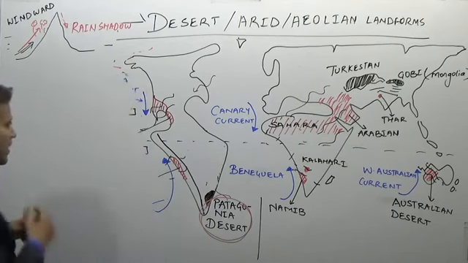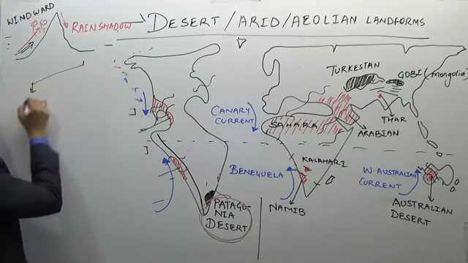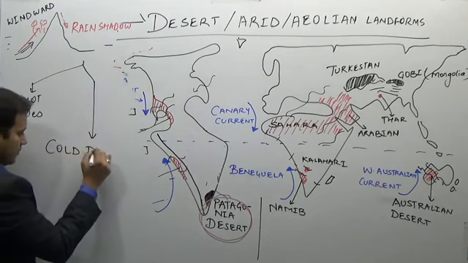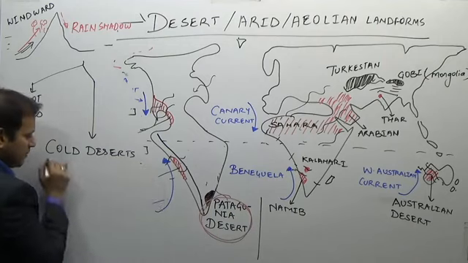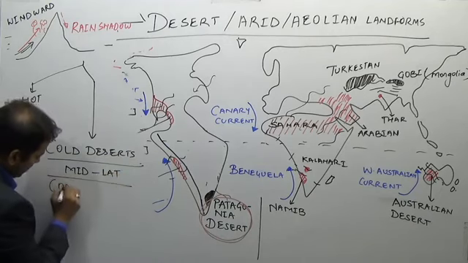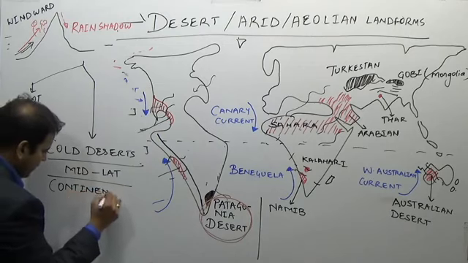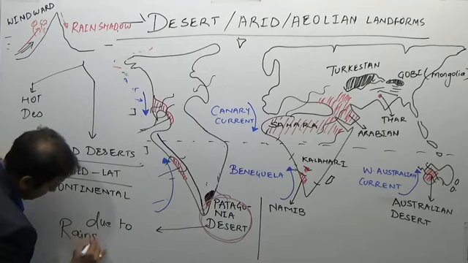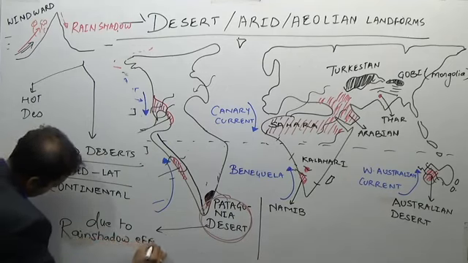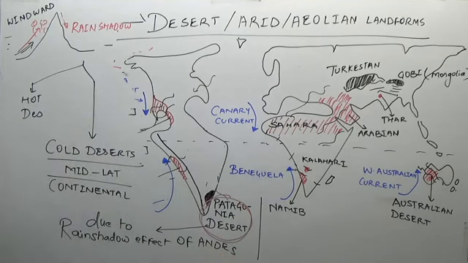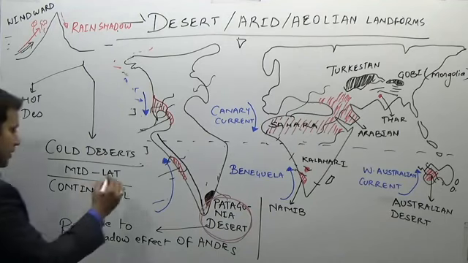So the second type of the deserts are, one we have done are the hot deserts, while the second one are the cold deserts. Why cold? Because extremes of temperature is seen. These are known as mid latitude deserts or continental deserts. Example is the Patagonia desert due to rain shadow effect of the Andes. These are known as mid-latitude or continental desert.